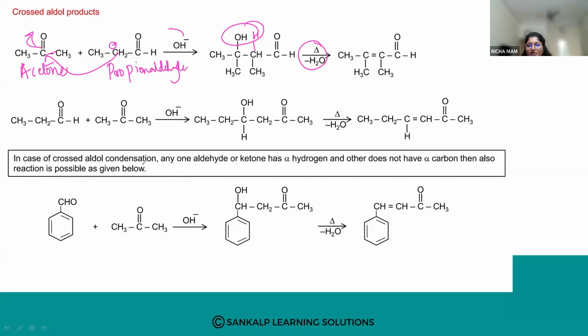So in case of cross aldol condensation, if any one aldehyde or ketone has alpha hydrogen and the other does not have alpha carbon, then also the reaction is possible as given below. So here also you can see, cross aldol condensation takes place. Understood? So cross aldol, and what do you mean by self condensation?